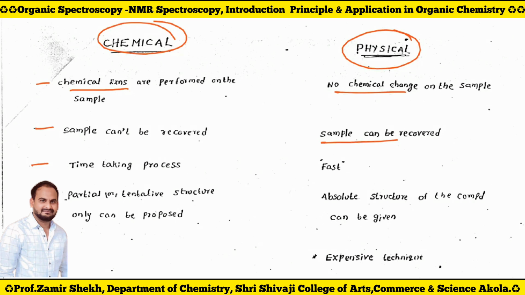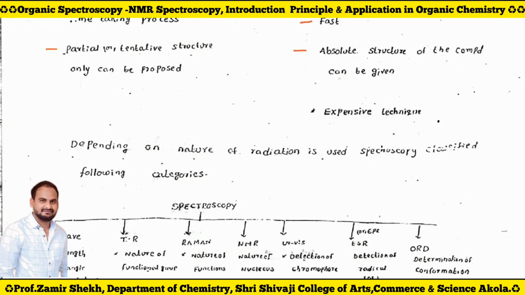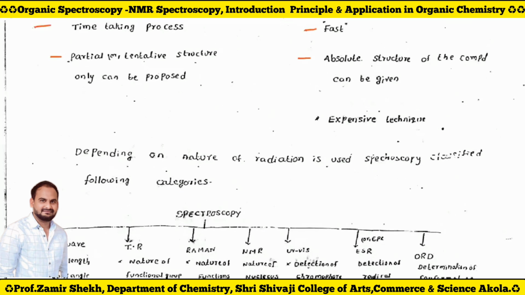Now in the case of a chemical method of analysis, it is a time-consuming process, but here it is a faster one. Okay, we can propose a simple structure. We cannot find the absolute configuration, but here we can find the absolute structure of a compound. Okay, that is a very important one. So this method is expensive, because we deal with a spectrophotometer or spectrometer instrument.